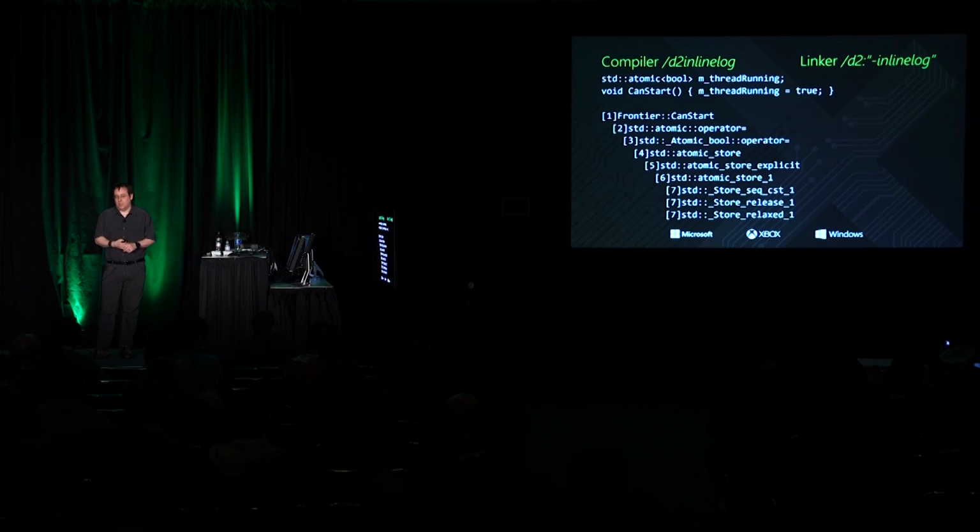We talked about PCH files. There's this inline log flag, which will give you a full list of all the functions being inlined. Here's a simple function. It sets an atomic value to true. And you can see it's actually 7 levels deep within its inline functions. Even if an inline function is 0 lines of code, it'll still show up in this log, so you can go back and track it.